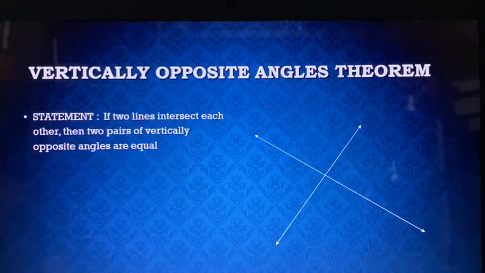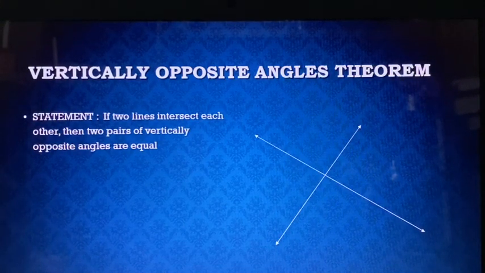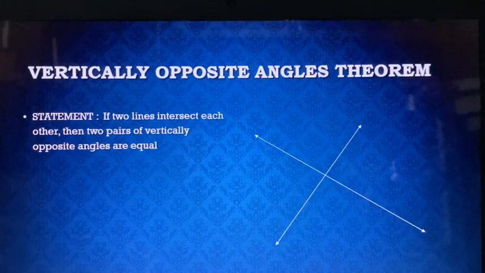And first you have to write the statement. If 2 lines intersect each other, then the 2 pairs of vertically opposite angles are equal. We are going to prove that the vertically opposite angles are equal here. You knew this earlier in your lower classes. Yes, vertically opposite angles are equal. But now you are going to prove that.